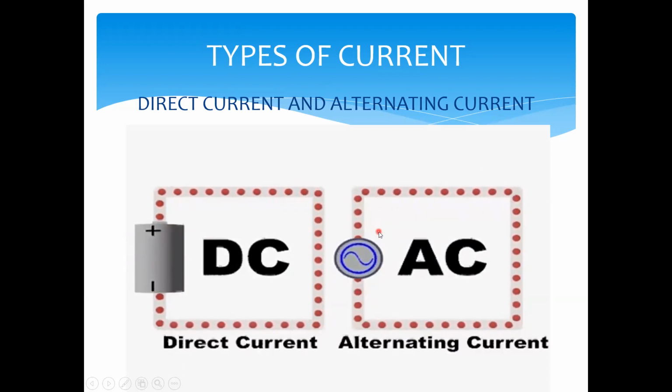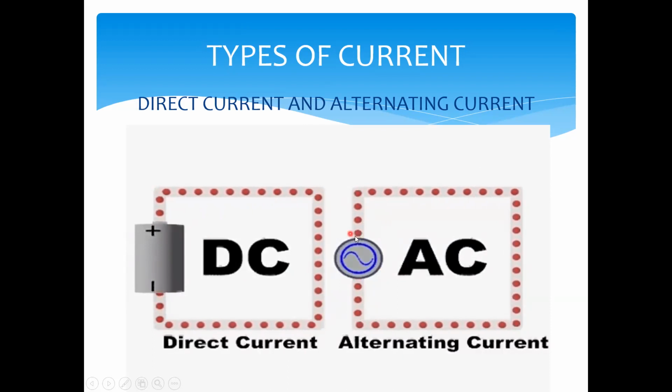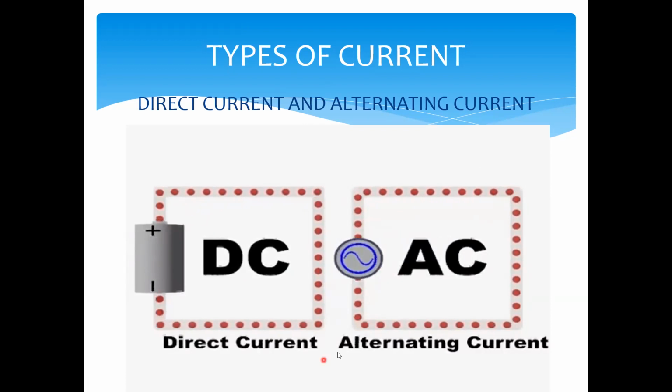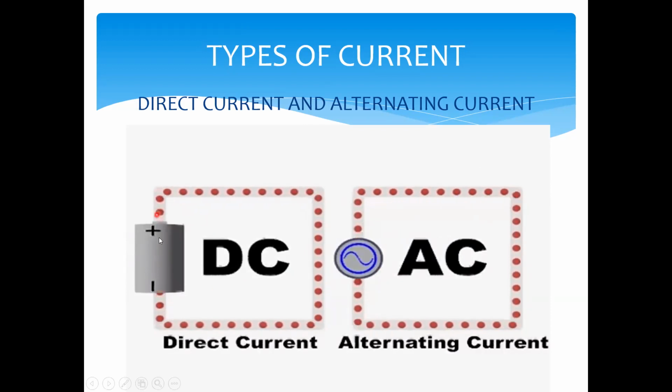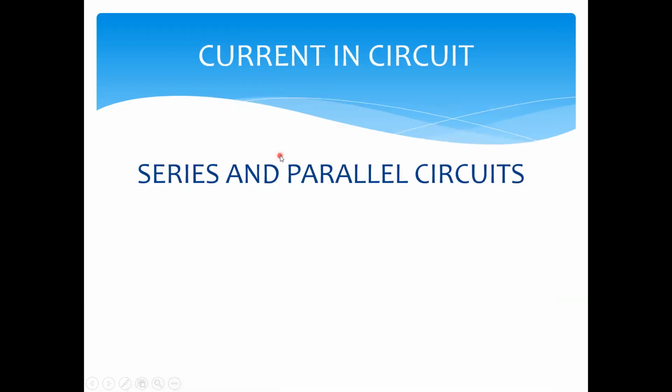For AC, the terminals continuously change. First, one side is positive, the other is negative. The next moment, it will be opposite. But for DC, it does not change. It continues to flow in one way. Then current in series: if we have a series circuit, the current will be the same across each component. And if we have a parallel circuit, the current will divide between the components.